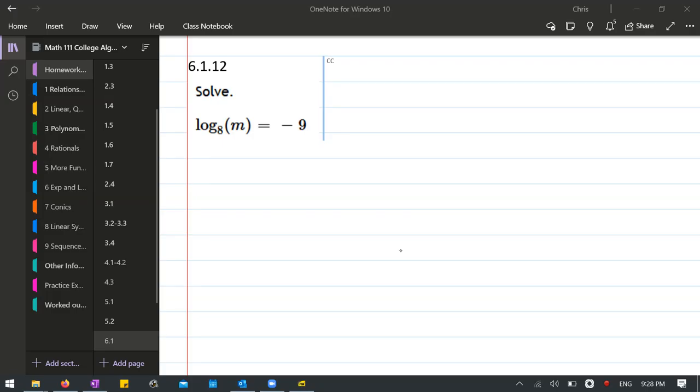In this problem, we're going to solve. Now, it doesn't say what variable to solve for, and there's only one variable, which is m. Remember, log, yes, it is letters, but log has a specific meaning. It's a log function. So we need to solve for m.